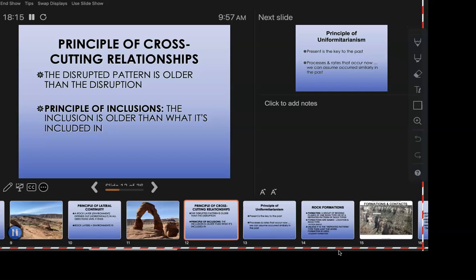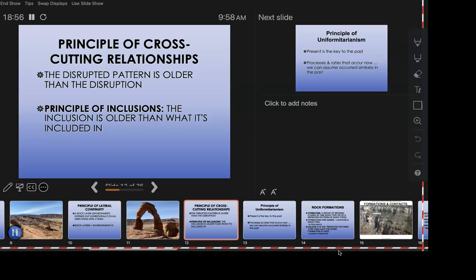So we talked about cross-cutting relationships. The disrupted pattern is older than the disruption. What? Well, think of an igneous intrusion cutting through a layer of bedrock. The layer of bedrock had to be there for the intrusion to be able to cut through it. The intrusion is younger than the bedrock. While sedimentary rocks are annoying to date, we told you that igneous rocks are pretty great. So you could date that intrusion and get an idea, at the very least, that those rocks are older than said intrusion. See how we mix relative time and absolute time together here a lot.